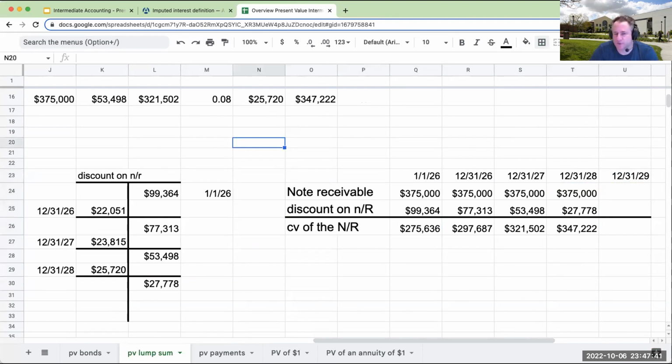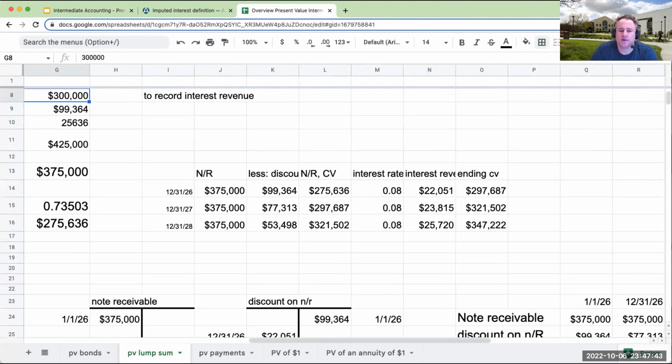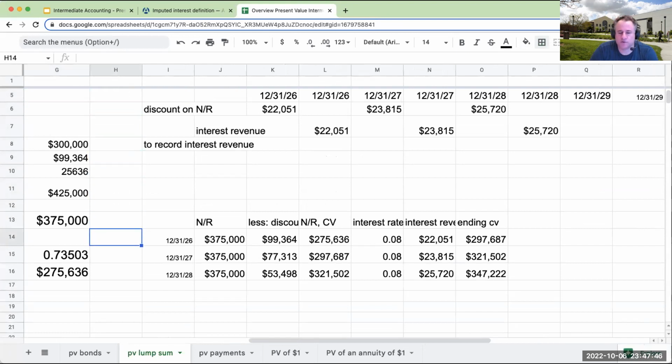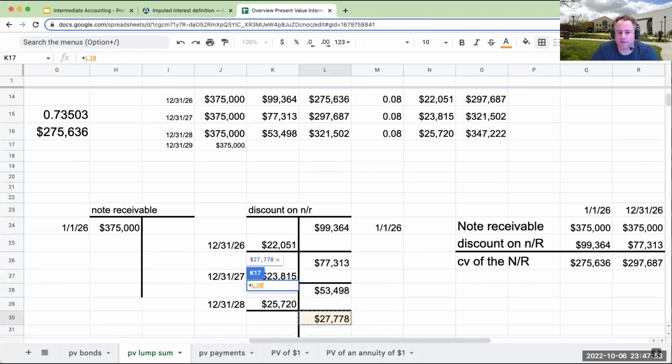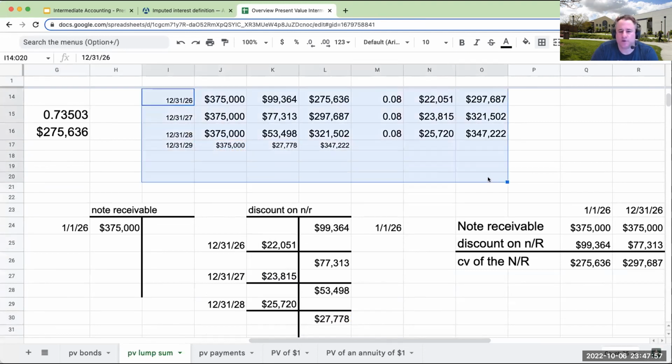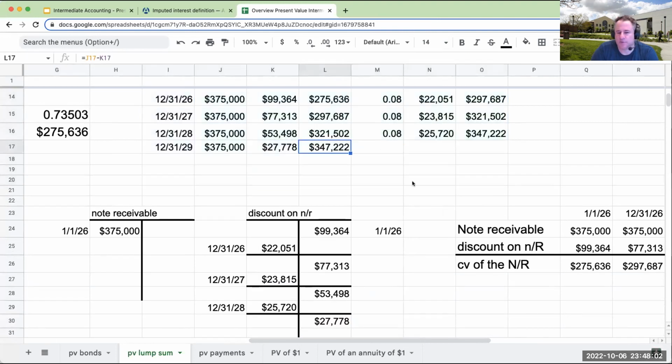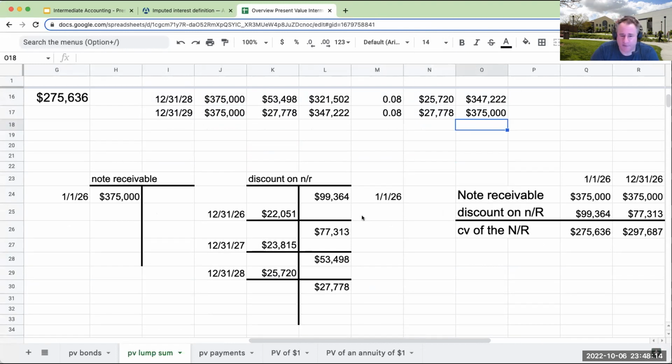So now we're getting to the fun stuff. Right over here is the final year of this, 12/31/29. Note receivable is at $375,000. My discount on the notes receivable is $27,778. When I go through and subtract this, I get 347,222 at 8%. I multiply this through, and so my ending carrying value of my note is at 375,000, which is what I want. So what happens now?